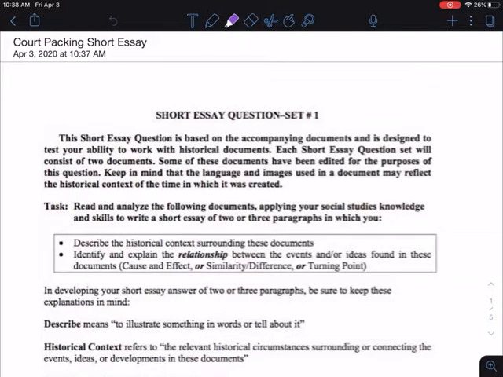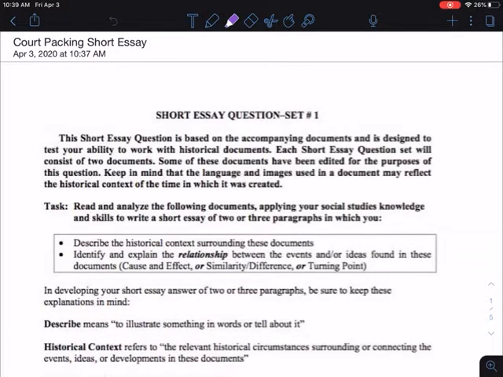Okay guys, we are here to check out the short essay question that you have to work on. You're actually going to write this, but I am here to outline it for you, and hopefully the outline helps you get to a place where you're ready to write it.